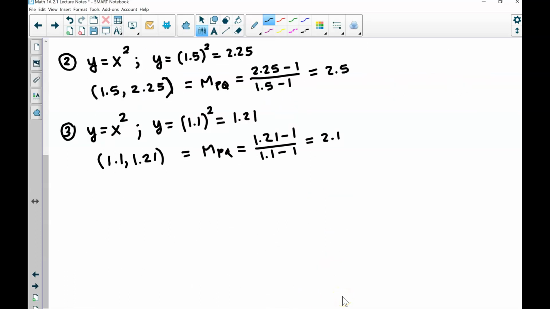Now, the closer Q is to P, the closer x is to 1, and it appears from the tables that the closer MPQ is to 2. This suggests that the slope of the tangent line t should be m equals 2. Now, we say that the slope of the tangent line is the limit of the slopes of the secant lines, and we express this symbolically by writing the following.